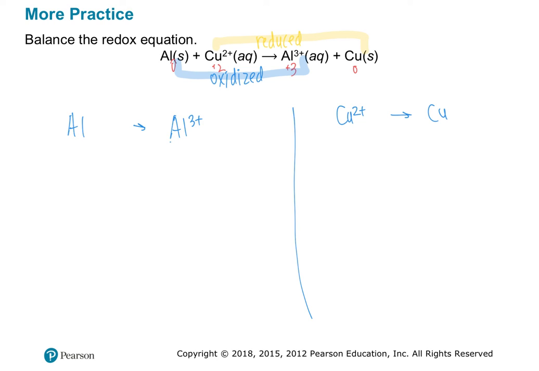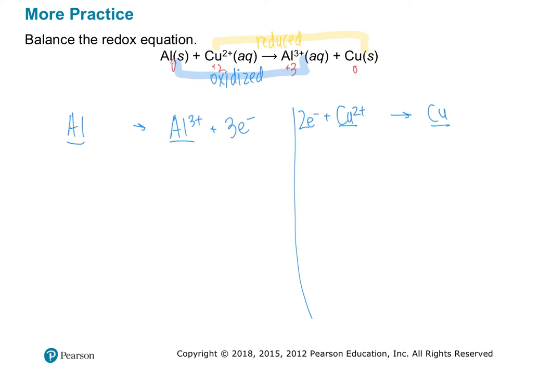So I have a +3 on my product side, neutral over here. So I'm going to add 3 electrons to my product to cancel out, and we'll be at 0 on both sides. Copper has a +2 and a 0, so I need to add 2 electrons over here to get them to be neutral on both sides.